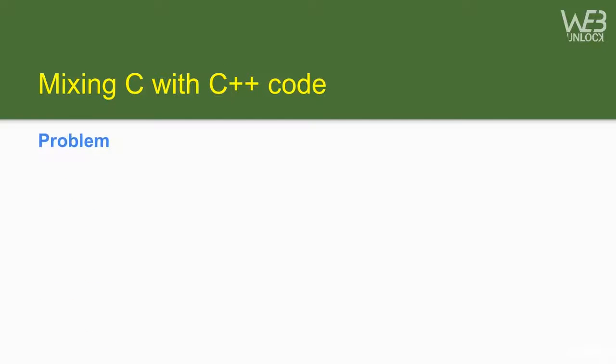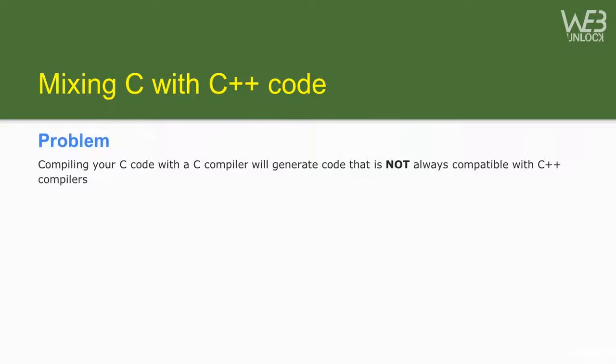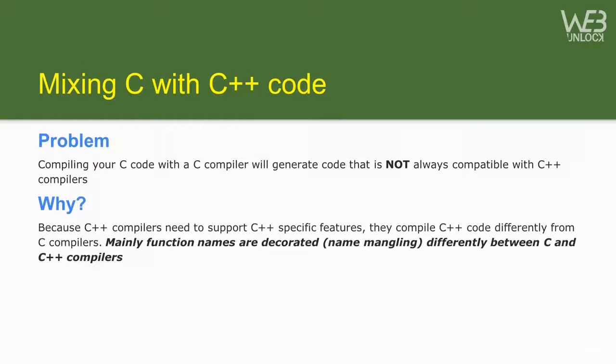So what is the problem of mixing C with C++ code? When you compile your C code with a C compiler, the code that it generates is not always compatible with a C++ compiler. Remember that we're dealing with two different compilers here. Why are the compilers not 100% compatible? Well, the main reason is that the C++ compilers need to support C++ specific features that are not part of the C language. So they would compile the C++ code differently from C compilers.